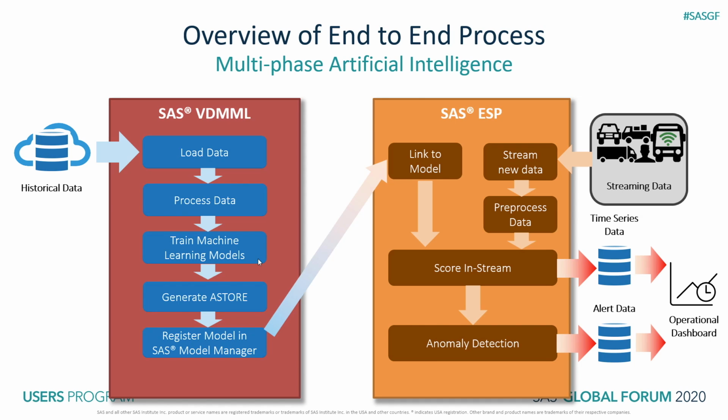In this particular case, we're using stability monitoring to predict potential degradation of our aircraft engine. Other methods can be used, such as neural networks or gradient boosting, to achieve the same objective. So once that model has been trained and is ready to be deployed, we can then generate the ASTORE file of the model and register that model into SAS Model Manager.